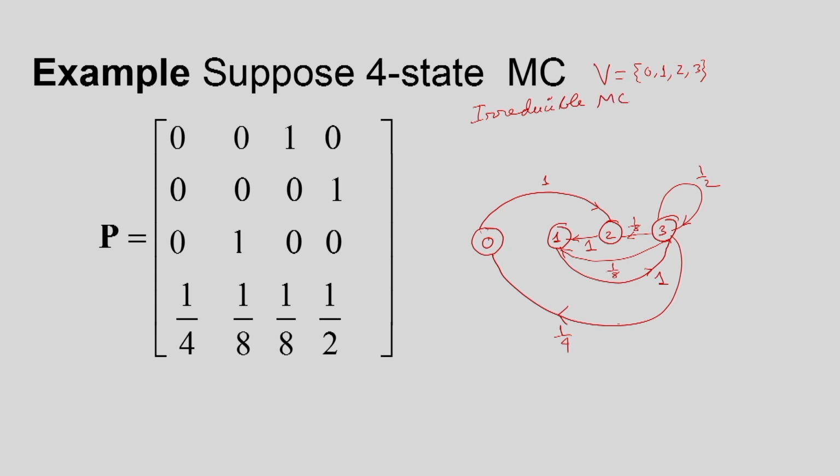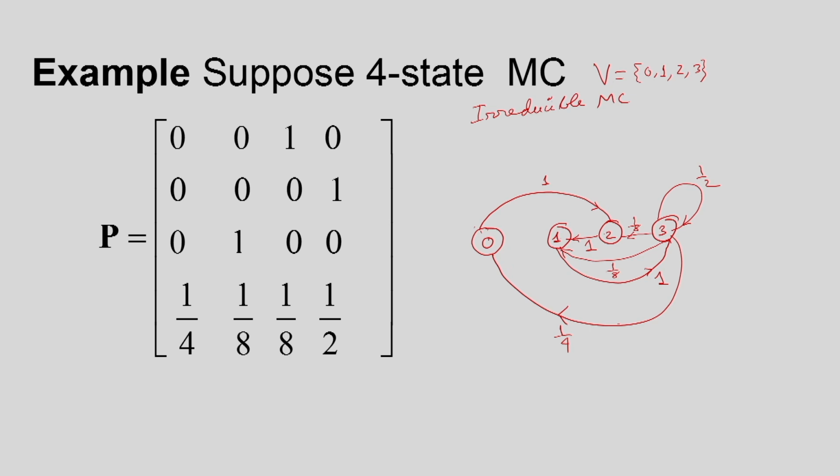So, therefore, if we can prove that one state is recurrent or transient, then all other states will also be of similar type. Now, let us consider state 0. We will find the first return probability. For this state 0, how can we come back? From 0 to 2 we can go, 2 to 1 we can come, and then 1 to 3 we can go, and then 3 to 0.